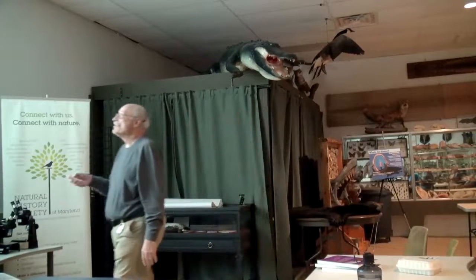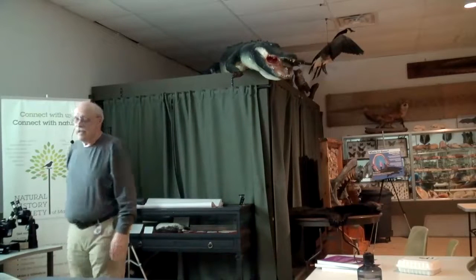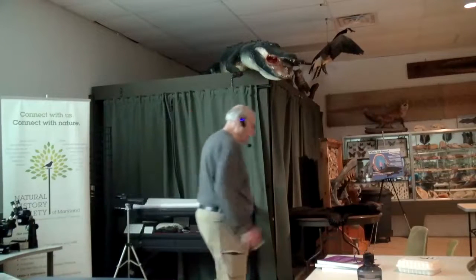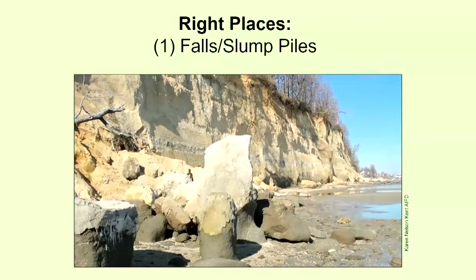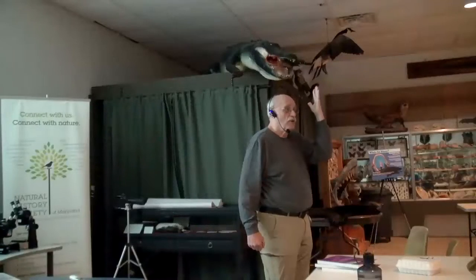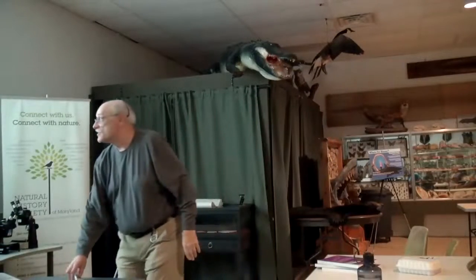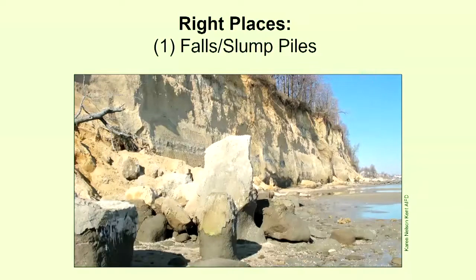So we're going to talk about falls and slump piles, debris fields, and pockets in blue clay as areas to collect. So let's start off with slumps or falls. Falls refer to the fact that almost always a tree comes down. And if you look at these piles of debris on the beach where the cliff is falling, what you'll see here, there's a tree associated with it.